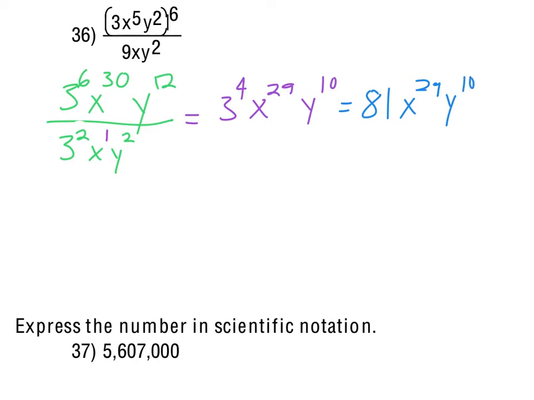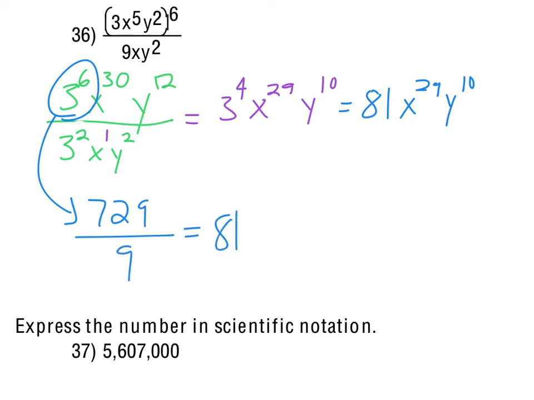Again, with the 3's and the 9, a different way you could do that is you could figure out that 3 to the 6th is 729, and of course the 9, and that would also give you the 81. And of course the x's and the y's wouldn't change at all. So depending on how you want to do that, it's not too common where that kind of thing happens, but if it does, you can handle that either way.